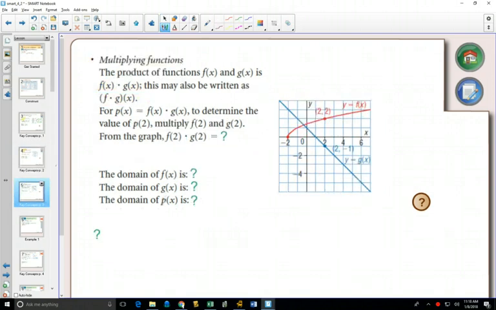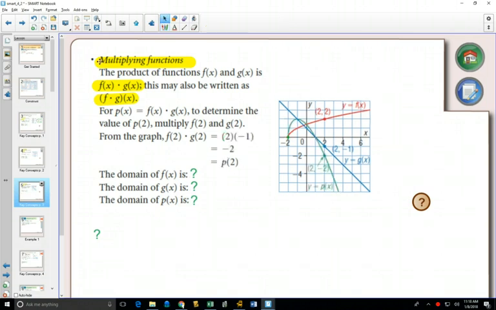So finally, in looking at multiplying here, again, notation-wise, you can have it written both of those ways. If you take your nice point and look at what happens to it, multiply your y values, -1 times 2 would give you -2.